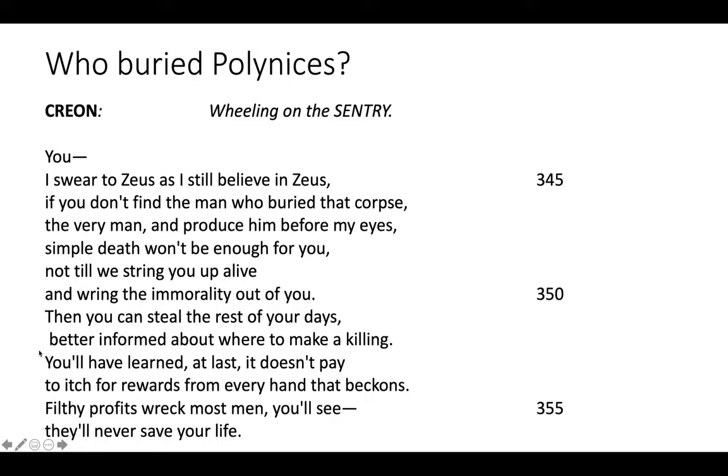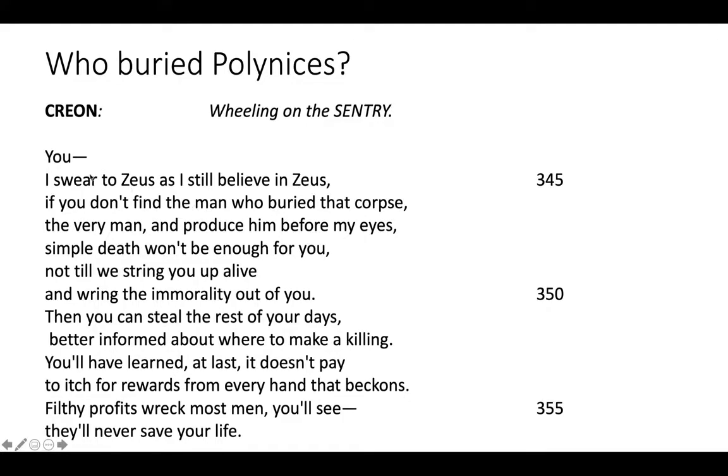Okay, so he's really yelling at this sentry guy. But the thing I wanted to emphasize in this speech is that Creon assumes that it's a man who buried the corpse. He's like, if you don't find that man who buried the corpse, the very man, simple death won't be enough for you. So I'm going to kill you if you don't find that man. Why do you think Creon is so adamant that it was a man who did this?